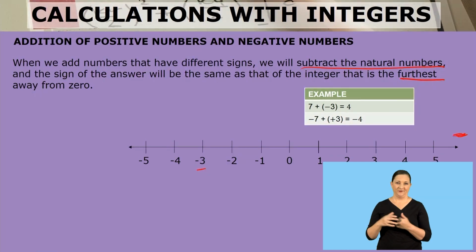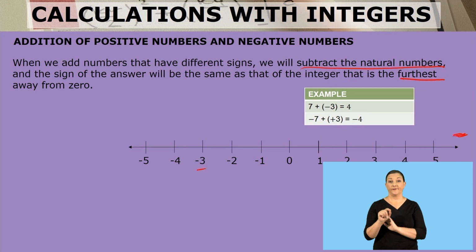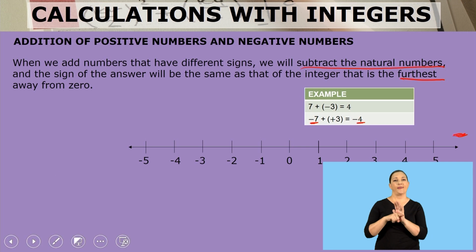The same with the second example. I have a negative 7 plus a positive 3. Our answer is going to take the sign of the one that is furthest from 0, and that is why our answer there is a negative 4.